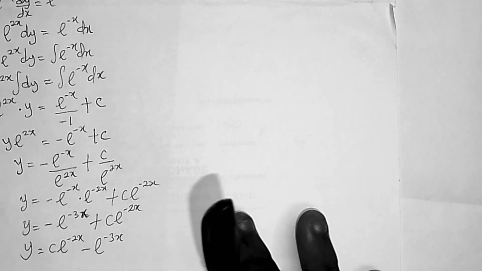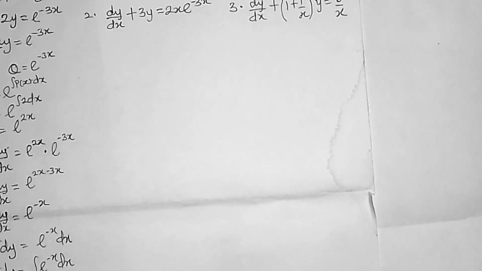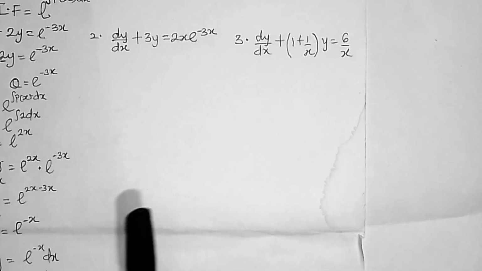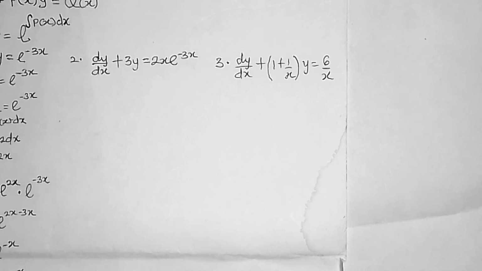So don't forget, the first thing you need to do is to get your integrating factor. So after getting your integrating factor, the next thing to do is to use your integrating factor to multiply your what? Your y, your dy, and also your what? Your q of x. So now let us see the second example.